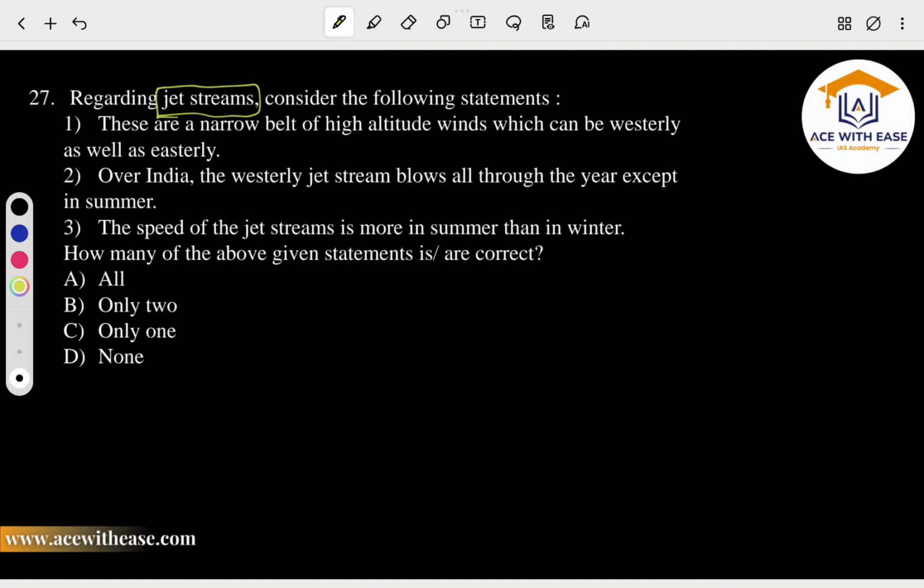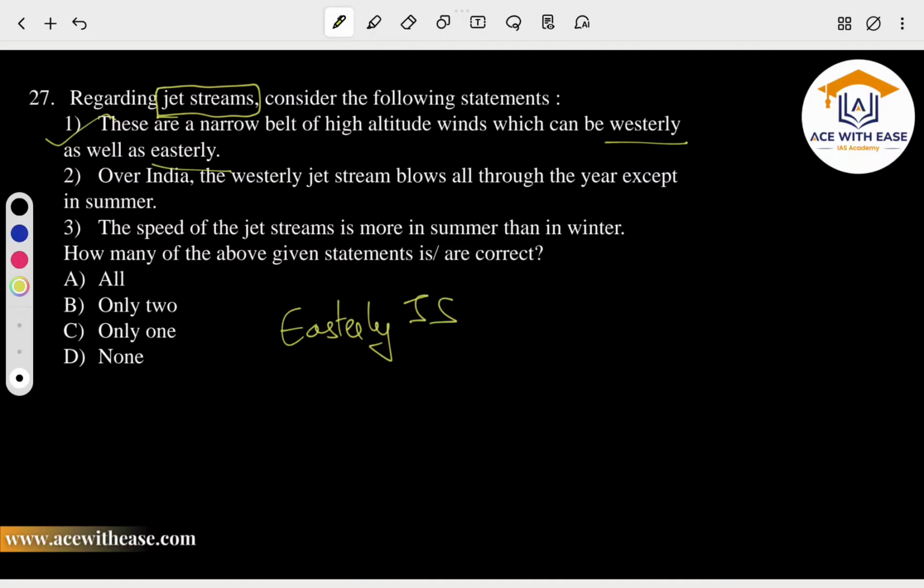27th. Which of the following regarding the jet streams? We all know about the jet streams. These are narrow belts of high altitude winds which can be westerly as well as easterly. The first statement, westerly, easterly: yes, because we have 2 types of jet stream. We have the tropical westerly jet streams, the polar jet stream, and also a temporary jet stream called the easterly jet stream. So the jet streams can be westerly and also easterly.